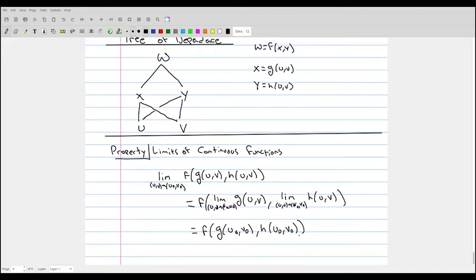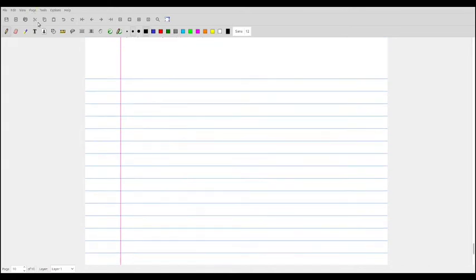So this is a very, very useful computational property that we see a lot, and we're going to use a lot when we're evaluating limits. And what we'll end the lecture on is one more property. This is called the extreme value theorem. This is for continuous functions.